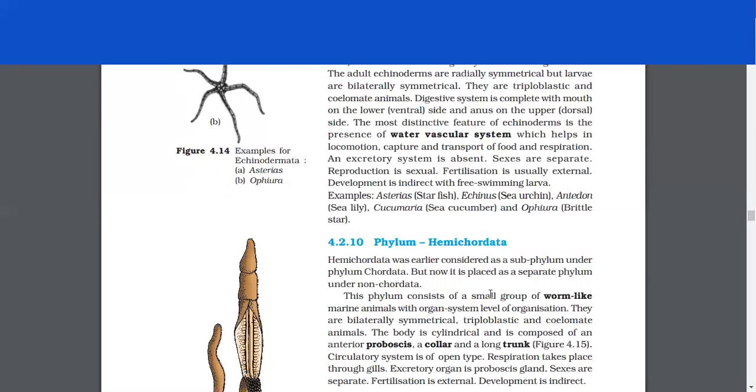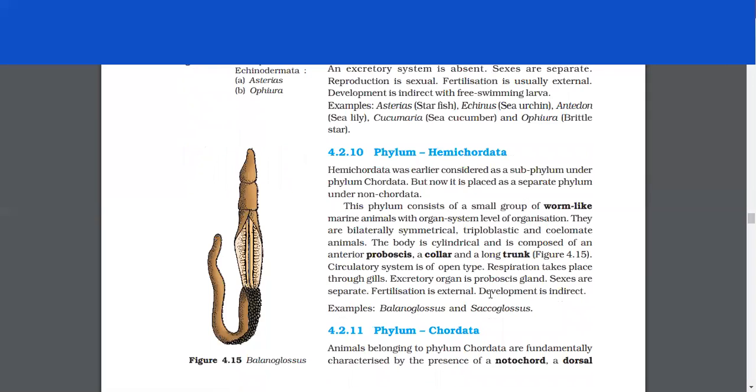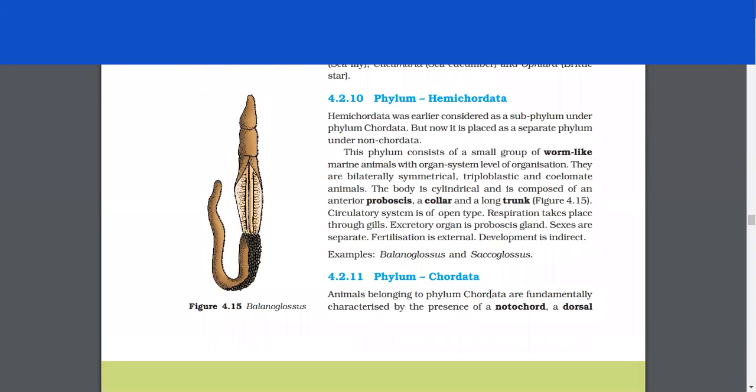Phylum Hemichordata. Hemichordata was earlier considered as a subphylum under Phylum Chordata, but now it is placed as a separate phylum under Non-Chordata. This phylum consists of a small group of worm-like marine animals with organ system level of organization. They are bilaterally symmetrical, triploblastic, and coelomate animals.